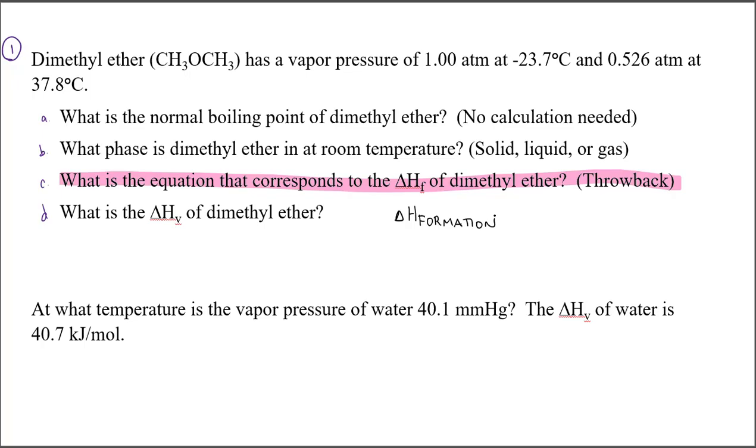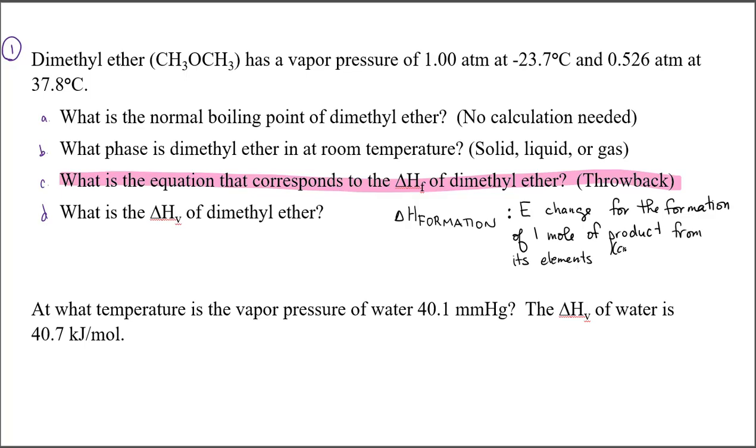That is different than the delta H of fusion. Delta H of fusion is the enthalpy change when something either freezes or melts. This is the delta H of formation, where it is the energy change for the formation of 1 mole of product from its elements. Product, compound, I'm not sure exactly what term I want to use there.